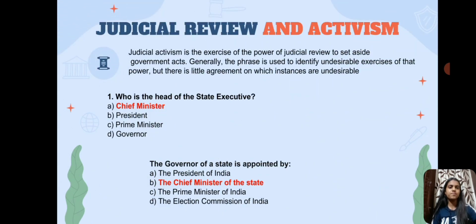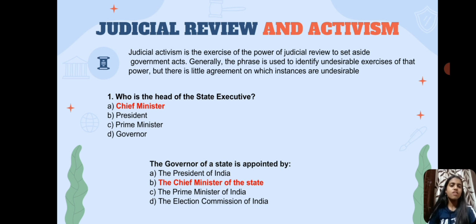Now we have the judicial review and activism. Judicial activism is an exercise of the power of judicial review to set aside government acts. Generally, the phrase is used to identify undesirable exercises of the power, but there is little agreement on which instances are undesirable. Let us look into the questions.